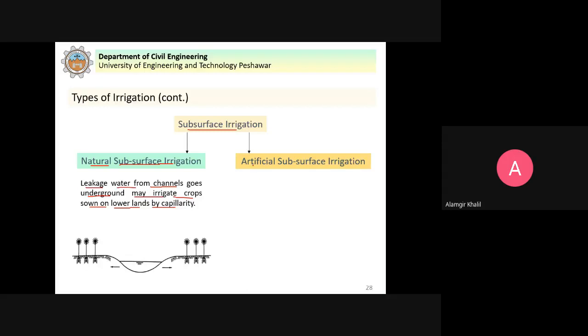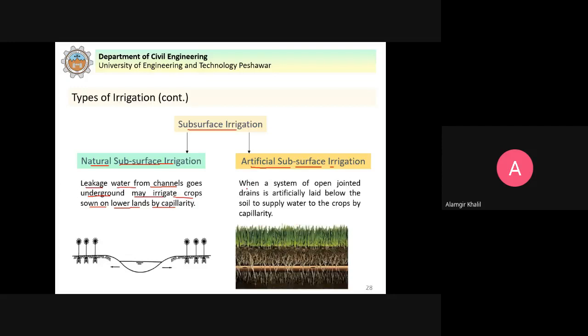And we have artificial subsurface irrigation. In artificial subsurface irrigation, a system of open jointed drains is artificially laid below the soil to supply water to the crops by capillarity. So you can see here we have a network of open jointed drains, and they supply water to the root zone that is taken by the plants for their growth. This is artificial subsurface irrigation.